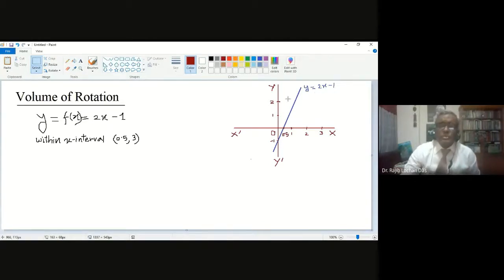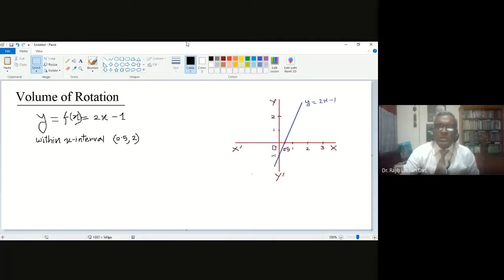Let us make this 2, not 3, for the interval. Why 2? Just to make it simple, because 3 is too far away and we would need a big graph for that. So let us consider 2 only. Let me make it a little lower, and I also need to extend this line a little, because it is necessary even for 2.